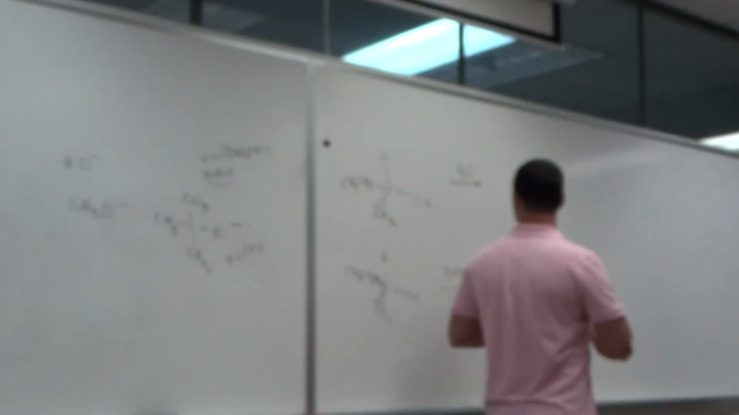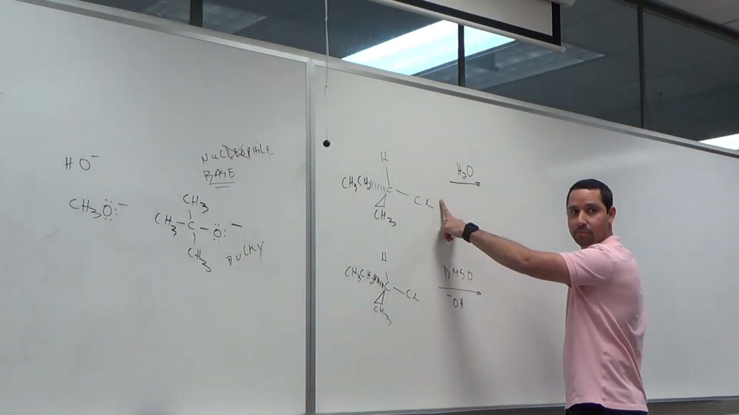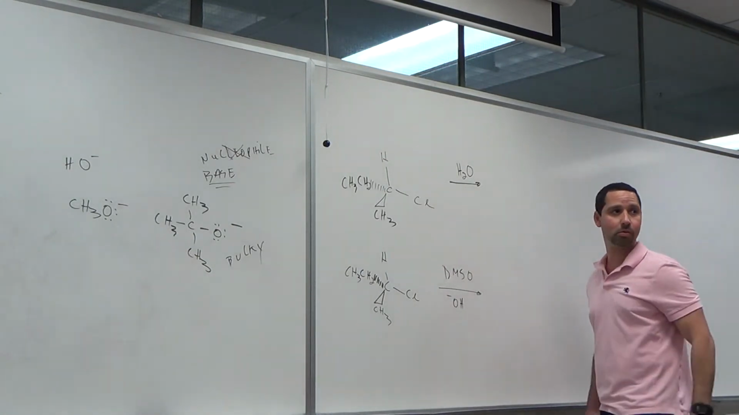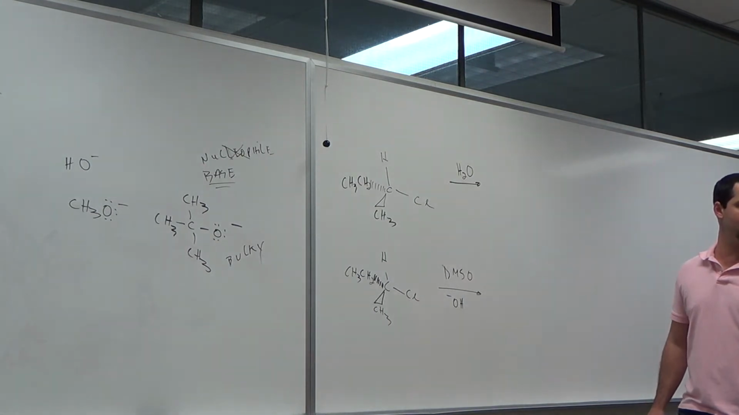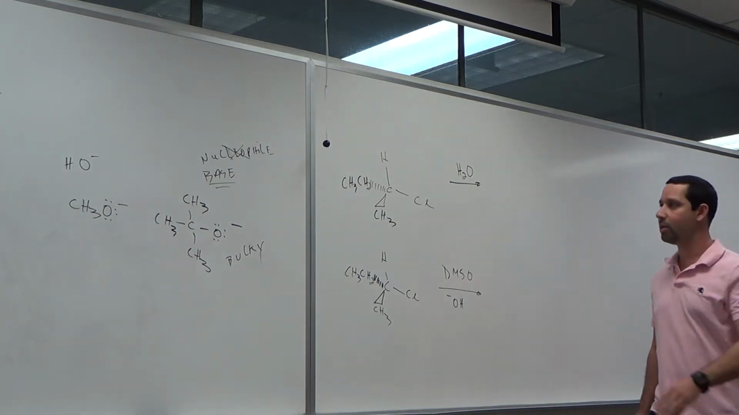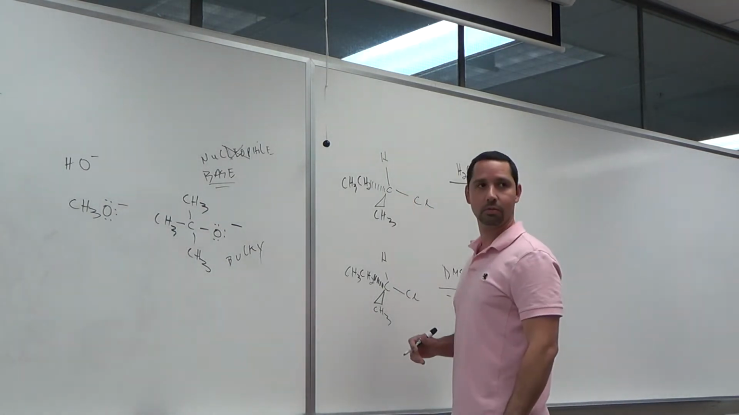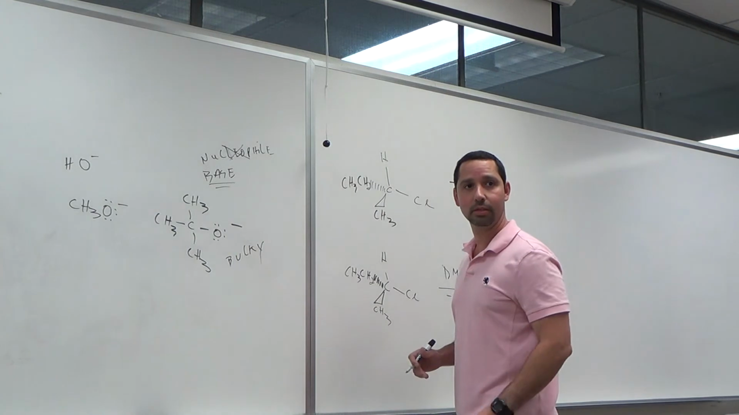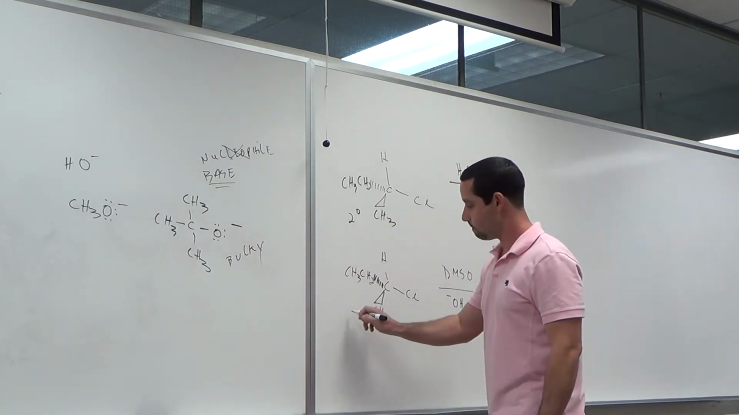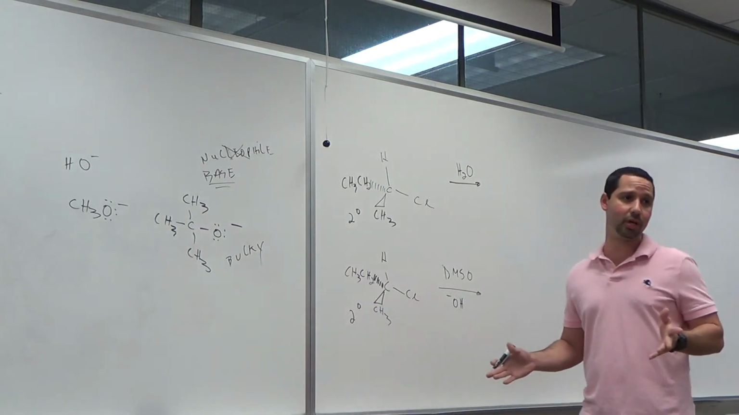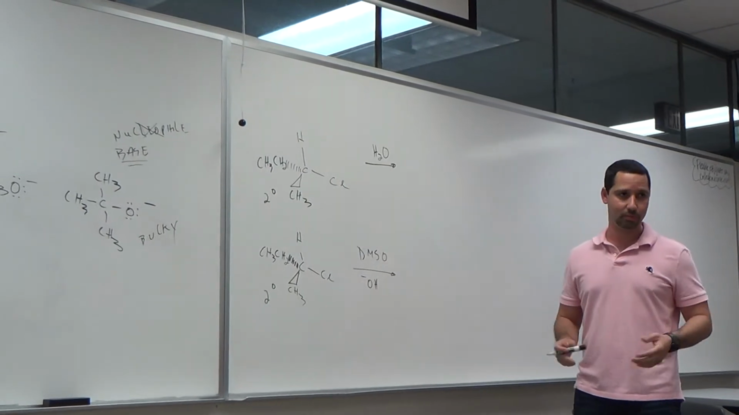So, what type of conditions are these? SN1 conditions? How do you know it's SN1 conditions? By the way, what type of alkyl halide is this? Secondary. Yes, because it's secondary. They're both secondary. So now we don't know what to do, because it could be SN1 or SN2.